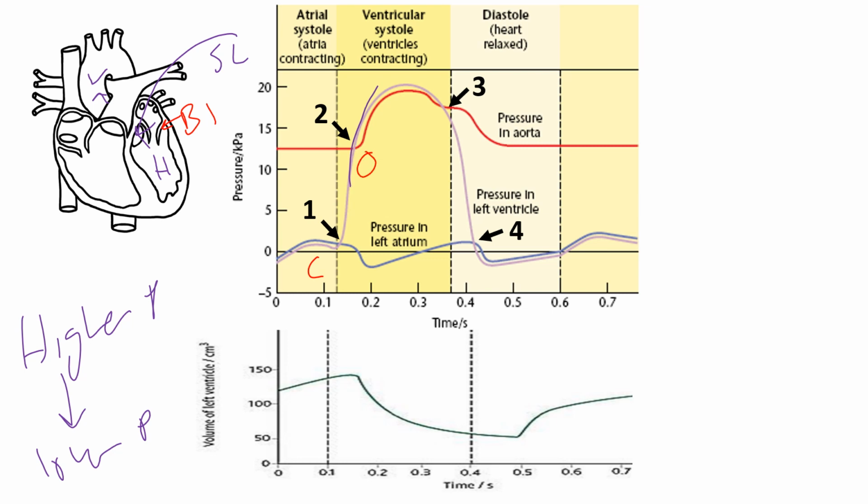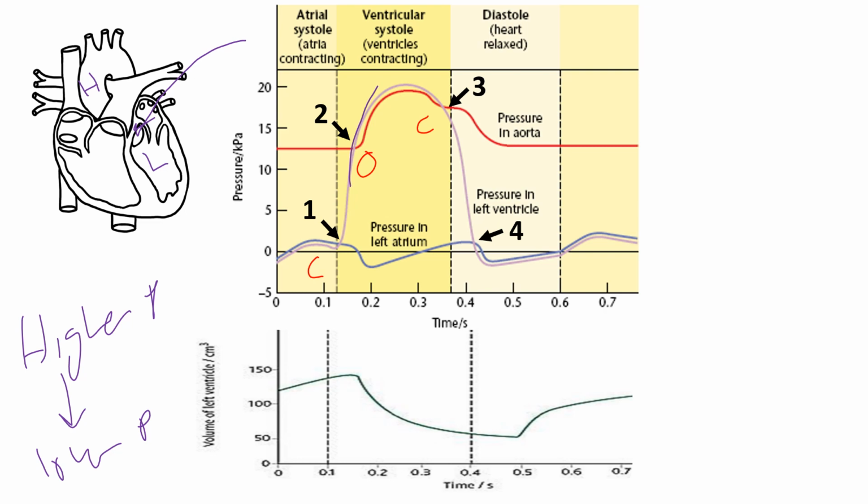At point number 3, you can see that the ventricular pressure is going to drop lower than the aortic pressure. Okay, so now the pressure in the aorta is higher than the pressure in the ventricle, which is lower. So at this point here, the semilunar valve is going to slam shut to prevent backflow of blood. So I'm going to put a little C for closed.